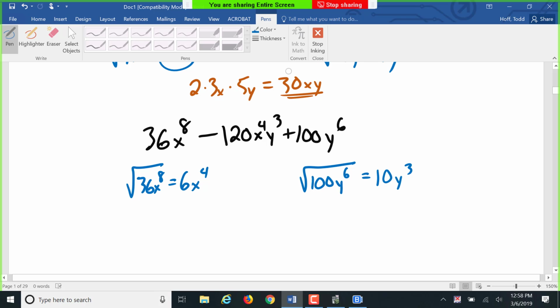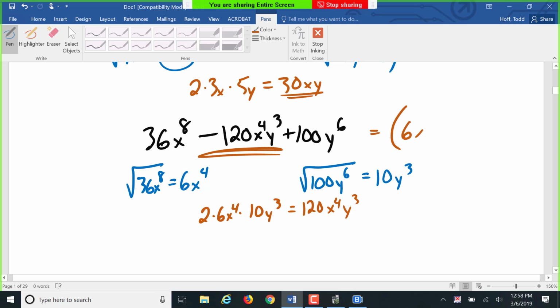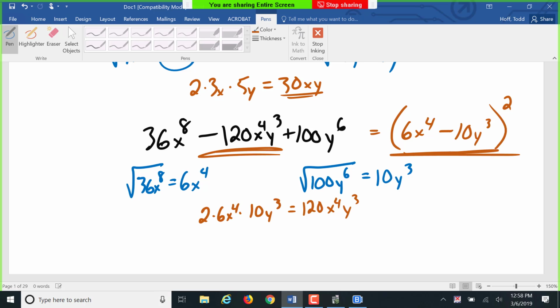Now to see if this is a perfect square, 2 times 6x to the 4th times 10y to the 3rd is 120x to the 4th, y to the 3rd. That's sort of what we want, but that's negative. So that being negative tells us it has to be 6x to the fourth minus 10y to the third, squared. Any questions there?